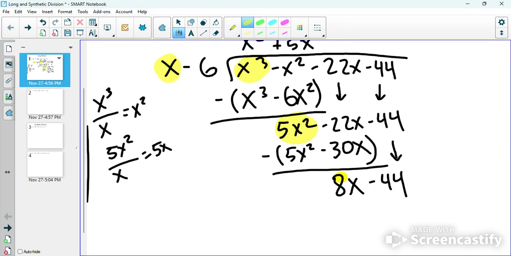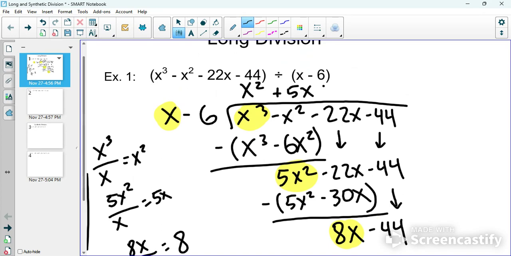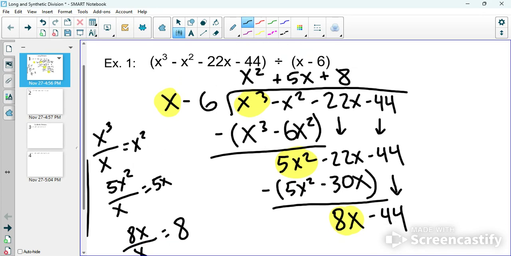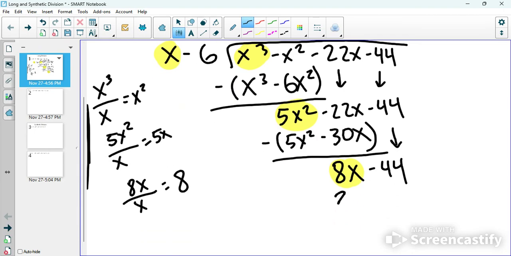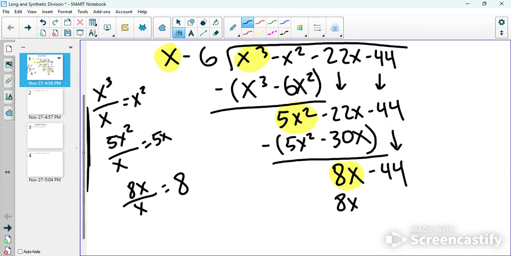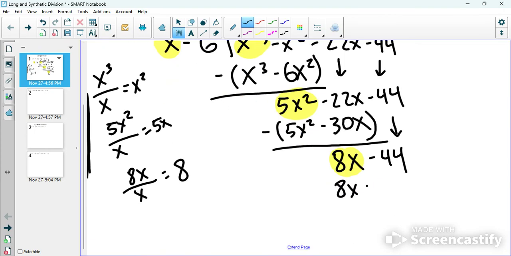Now we're going to figure out how many times x goes into 8x. 8x divided by x is 8. So 8 goes on top. 8 gets multiplied by both terms on the outside. 8 times x is 8x. 8 times -6, -48. We're going to subtract.